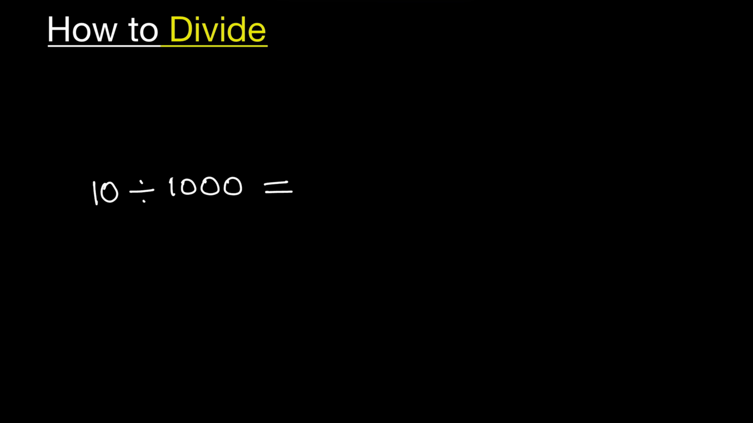Let's learn how to divide the number 10 by 1000 using the long division method. See that this 10 is less than 1000. That is why we need to put a decimal here so that we can borrow 1 0.